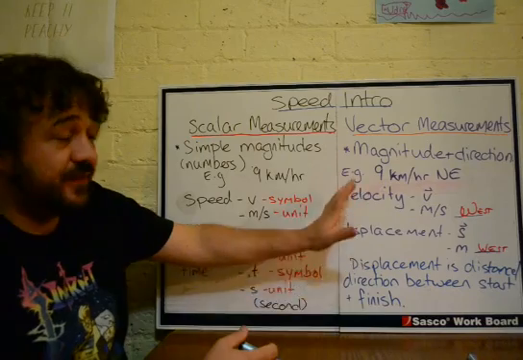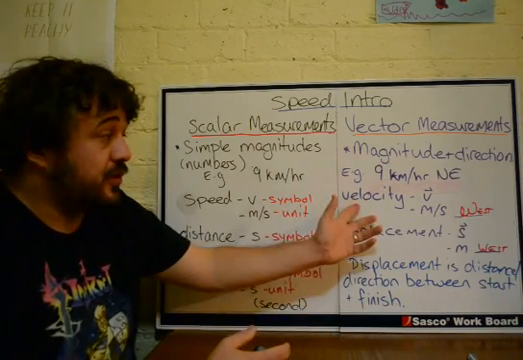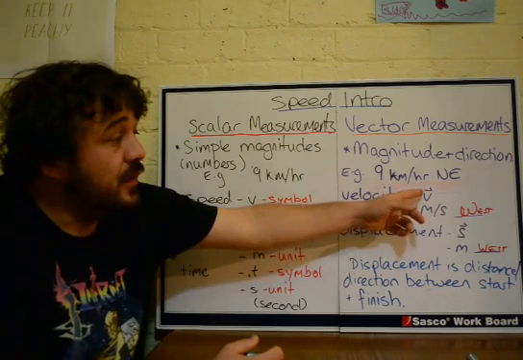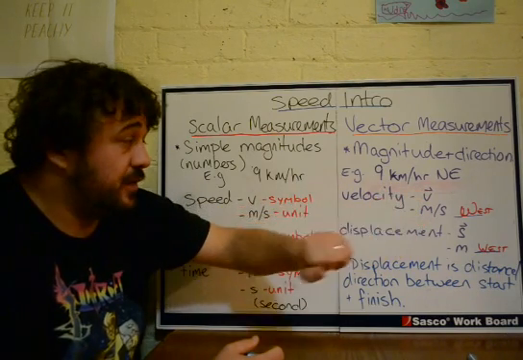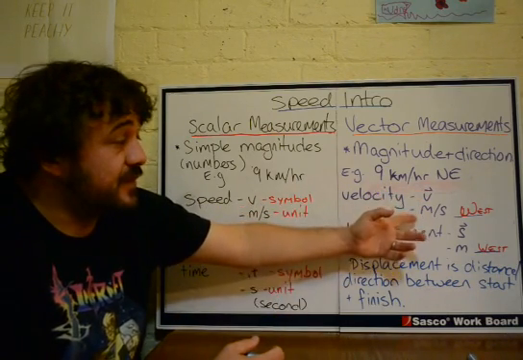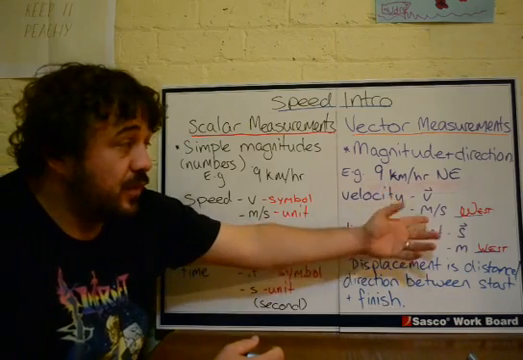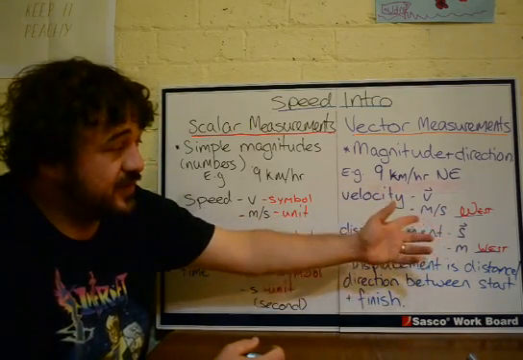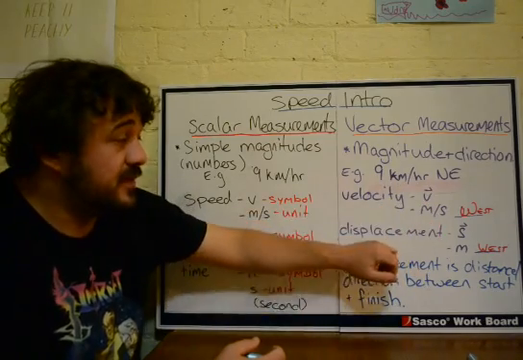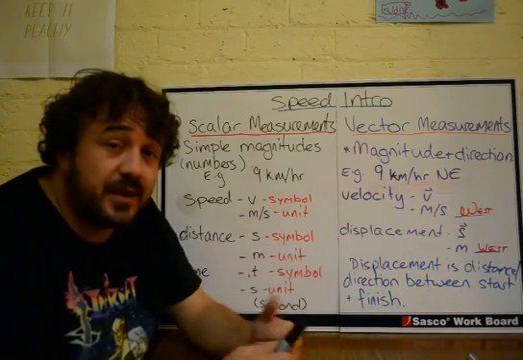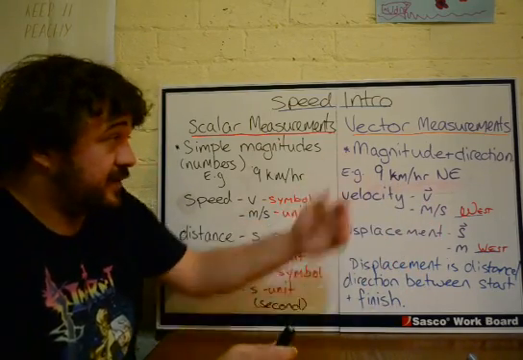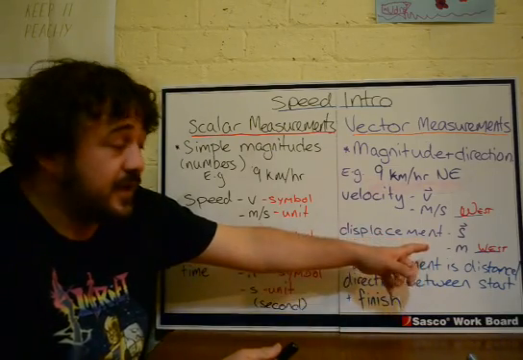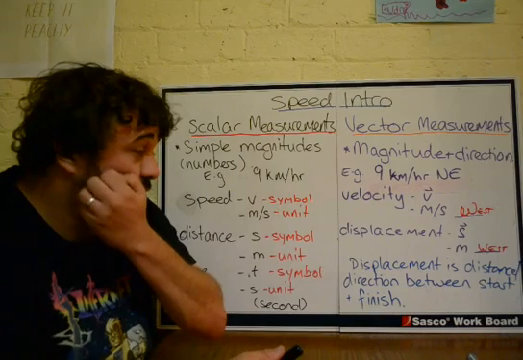So let's go to our vector version of speed. We don't call it speed, we call it velocity. The symbol is a v with a little half arrow over top. The unit is meters per second with a direction. In this case we've written west, but meters per second, direction. Displacement is the vector version of distance. It's a different thing. The unit is still meters, but it has a direction on the end.